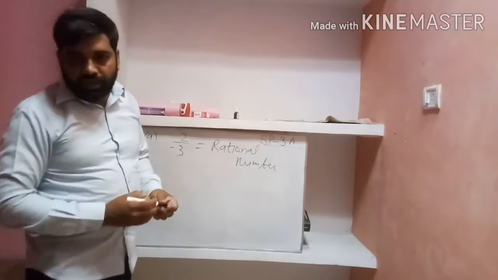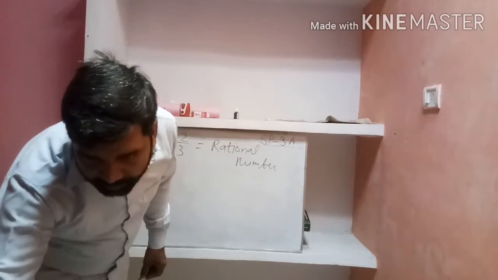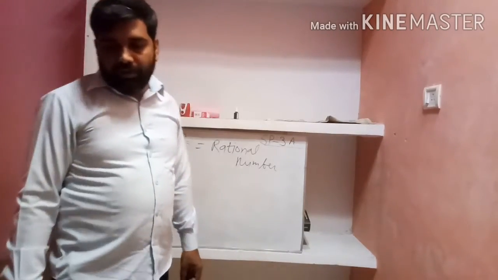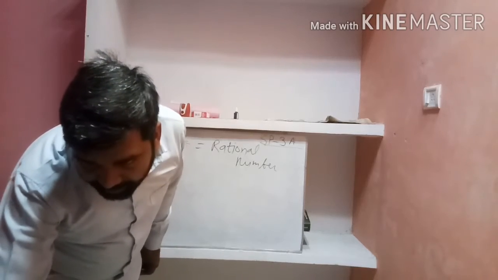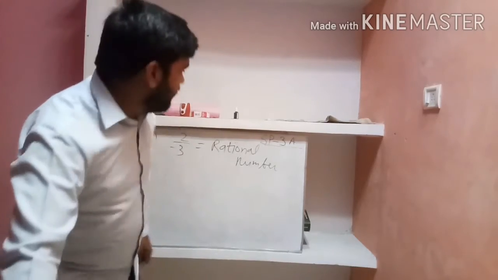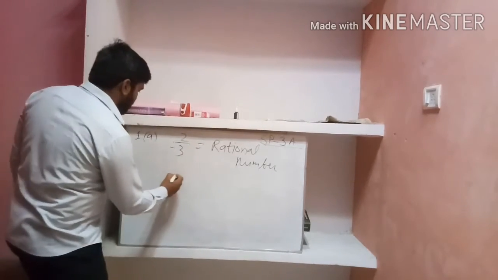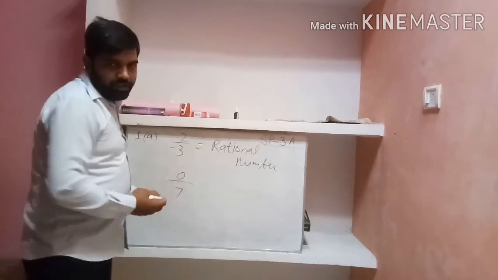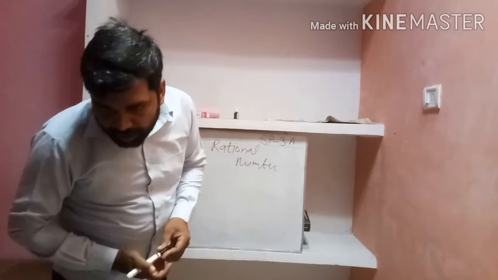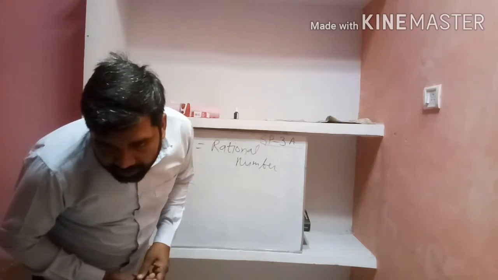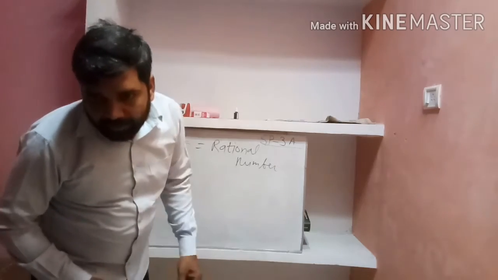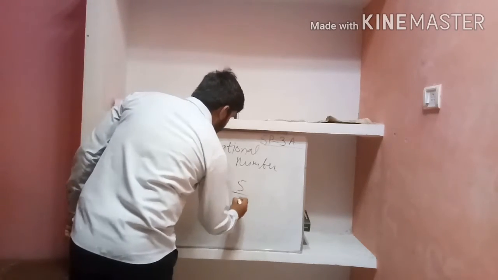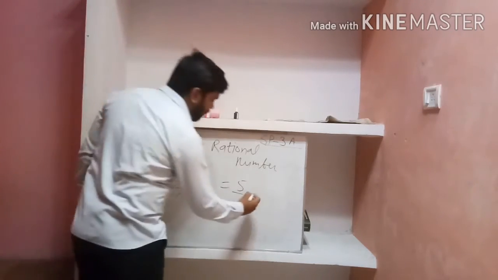Now see which option is not a rational number. Second, b, 7 by 8 is a rational number because 7 and 8 have no common factor except 1, and minus 8 by 15 is also rational. Now 0 is also a rational number because 0 can be expressed as 0 by any number, for example 0 by 7. But 5 by 0 is not a rational number.